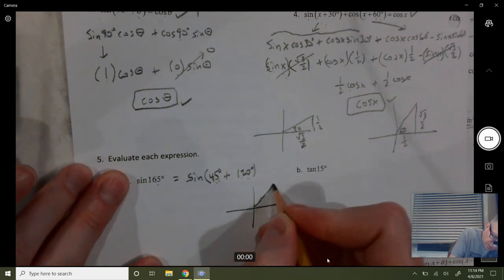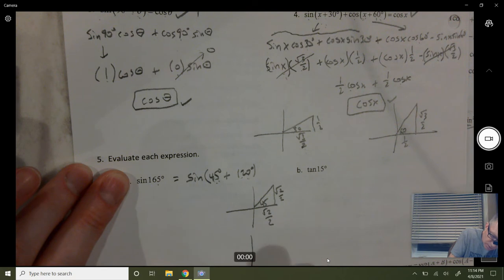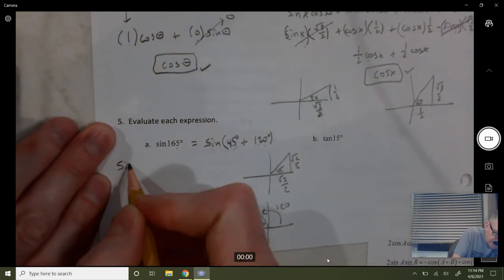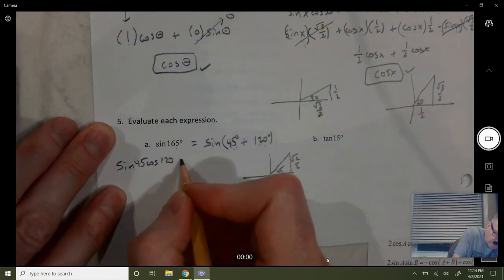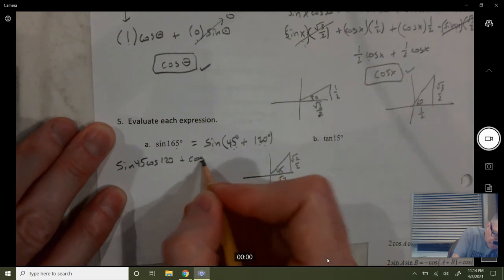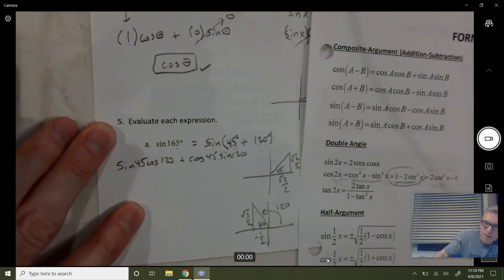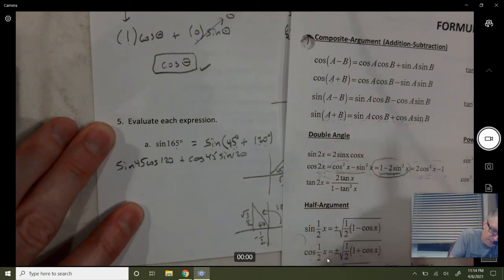The 45-degree angle is here, which is a rad 2 over 2 and a rad 2 over 2. The 120 angle gets you over here with a 60-degree reference angle, with a rad 3 over 2 and a negative 1/2. The formula for sine of a plus b is sine of the first one, cosine of the second one, plus cosine of the first one, sine of the second one. I'm just using this formula, sine a cosine b plus cosine a sine b.